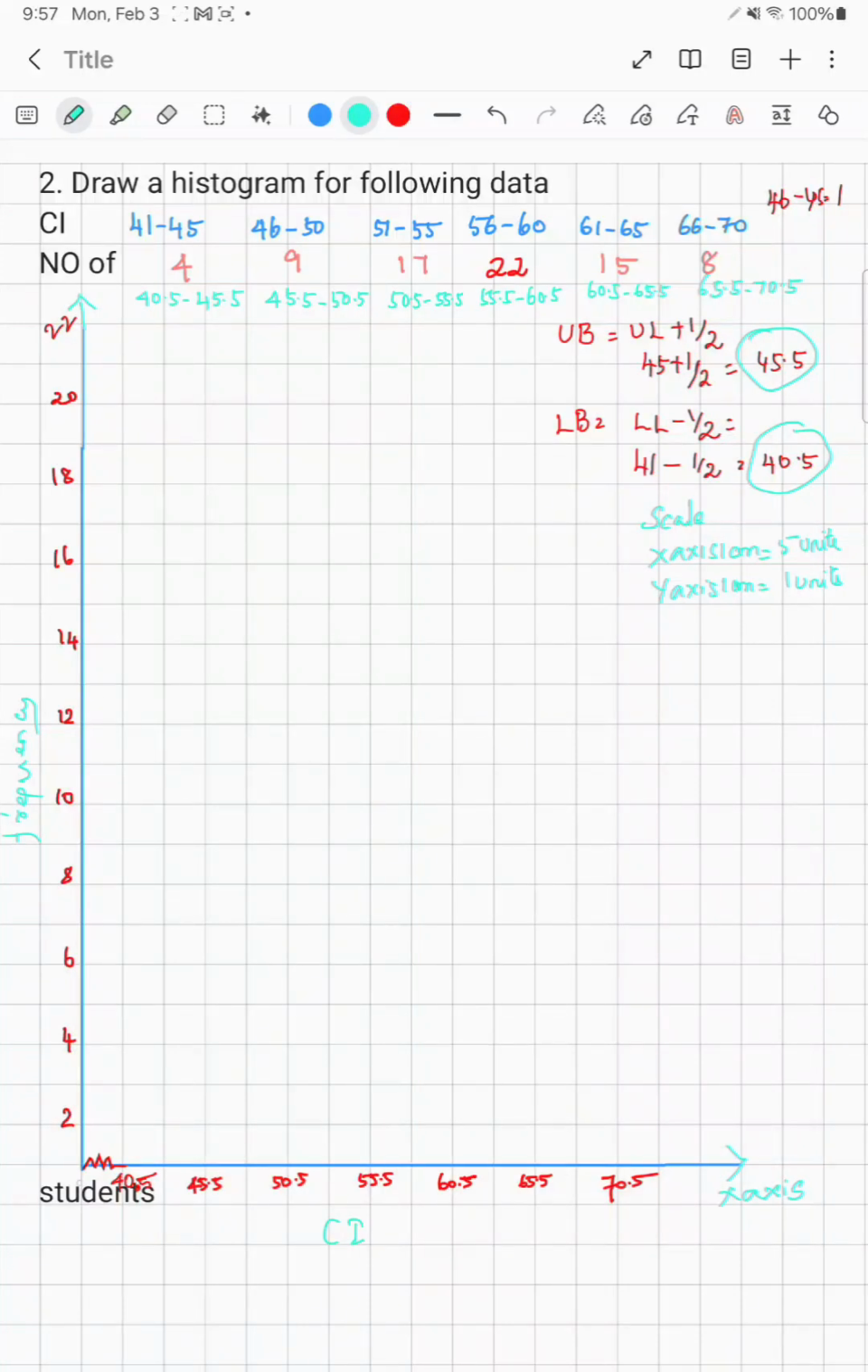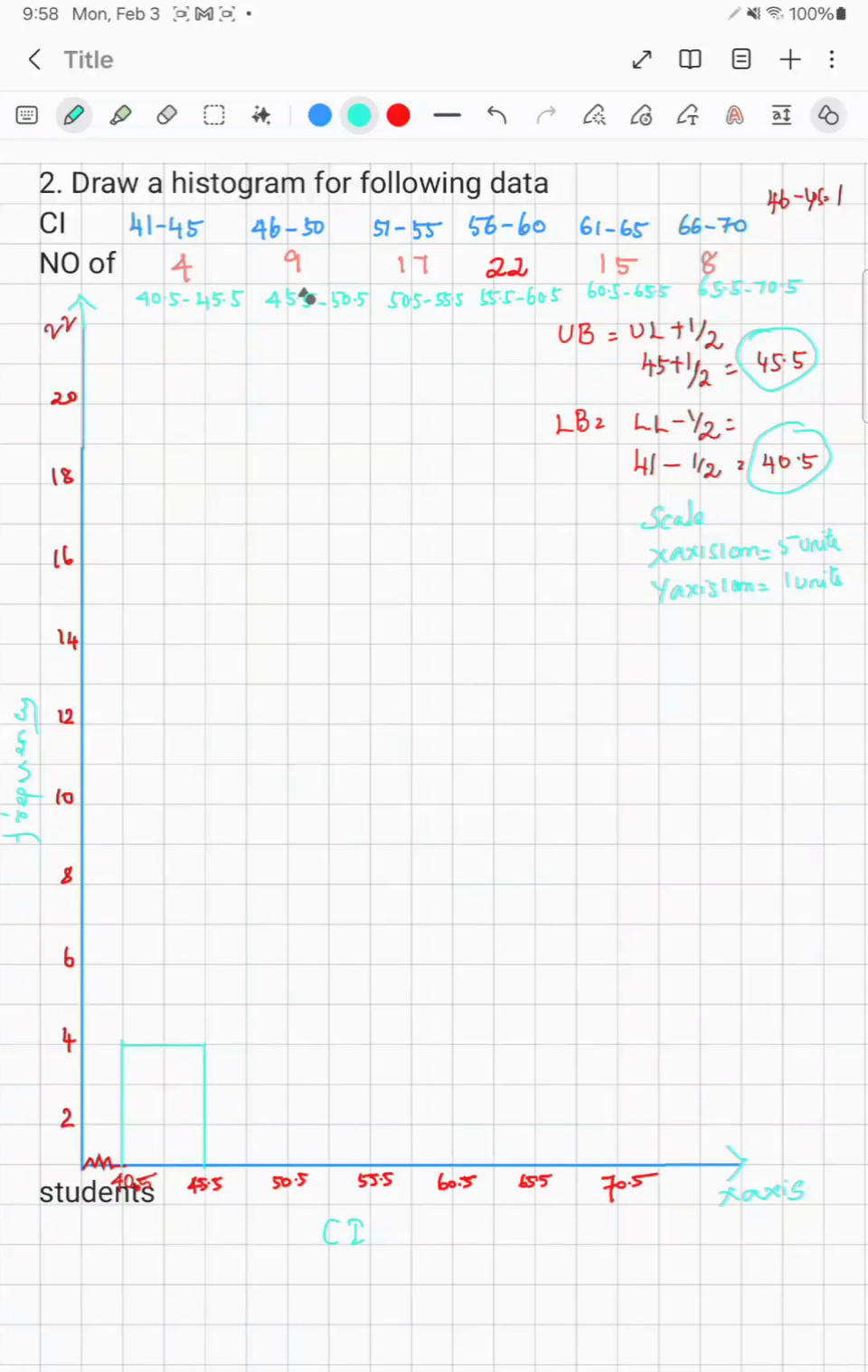Okay, so first, students, don't get confused, it just jumped over from here because of my graph extension. For 40.5 to 45.5, the frequency of the class interval is 4. So I start from here and slowly mark it from here. Okay, this is the first point we have completed.